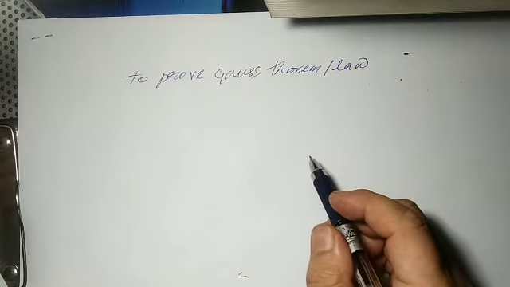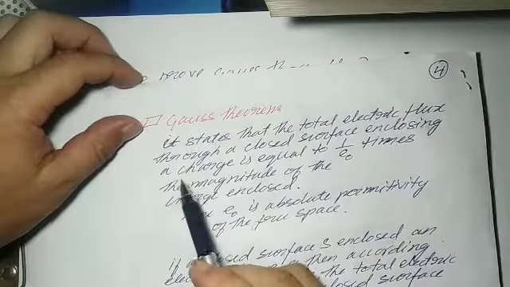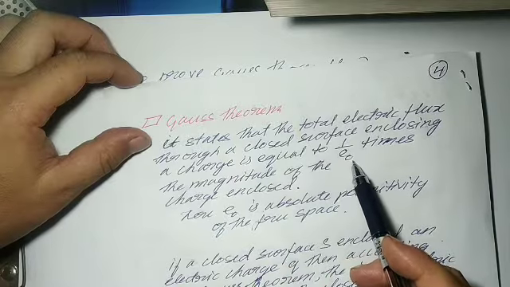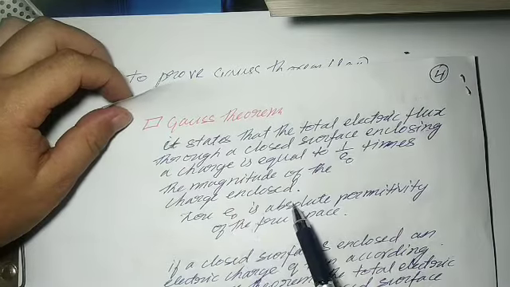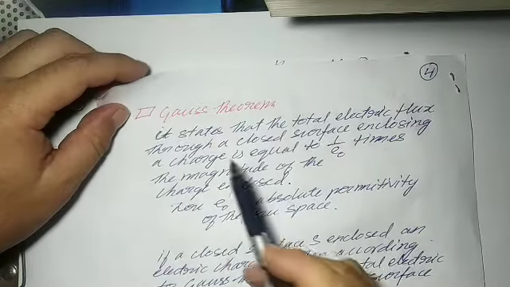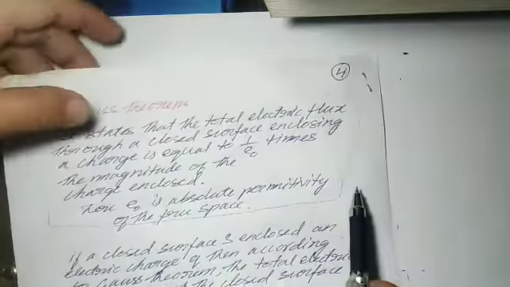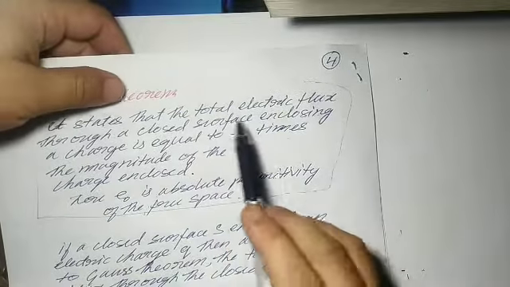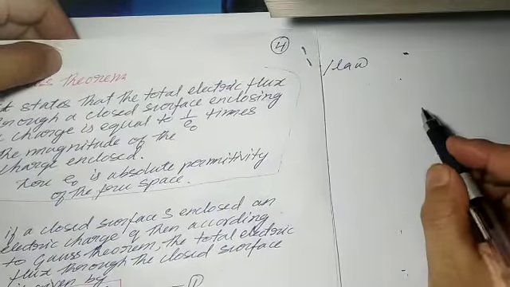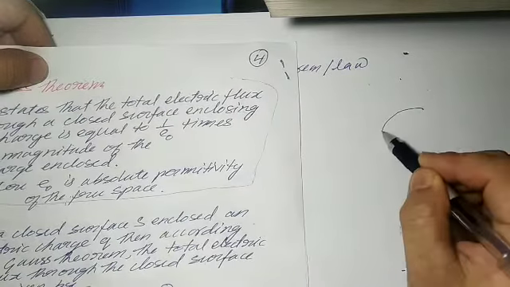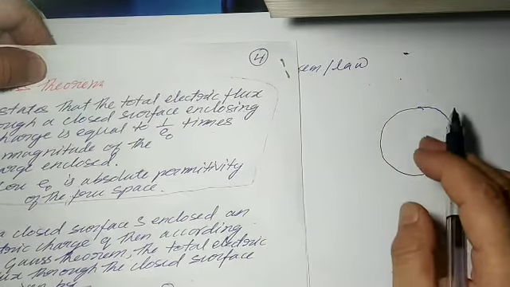It states that the total electric flux through a closed surface enclosing a charge is equal to 1 by epsilon naught times the magnitude of the charge enclosed. Yes, in our last class we have studied this theorem. So what does it say? The total electric flux through a closed surface means there is a closed surface. Suppose, for example, a sphere. Sphere is a closed surface, right?